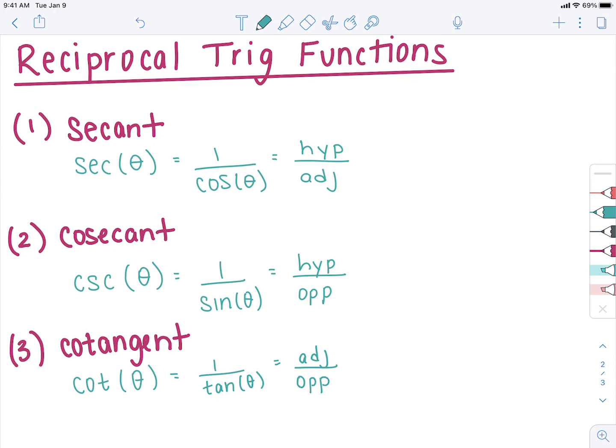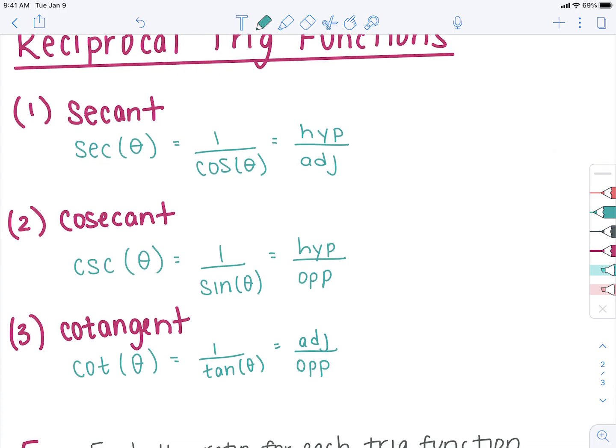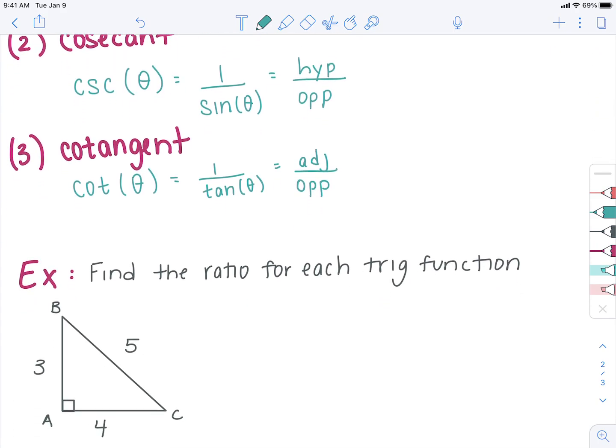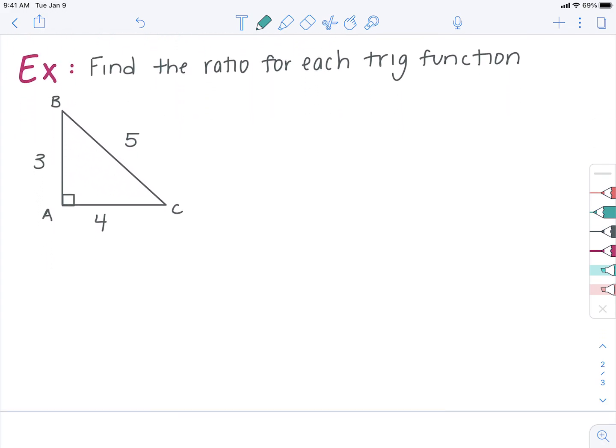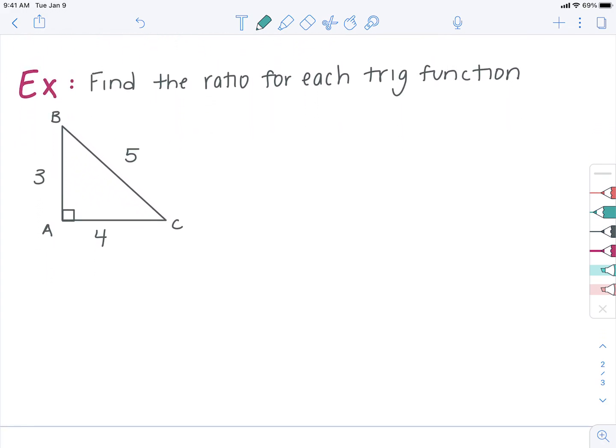So sometimes we might be given different information where it's easier for us to set up the secant, the cosecant, or the cotangent. Just kind of gives us more opportunities, more information to use in order to solve these problems when we get to it. So what you're going to look at today, your problems are going to look like this. It's going to say, find the ratio for each trig function. And then they're going to give you a triangle.